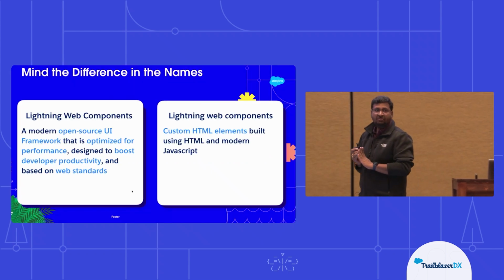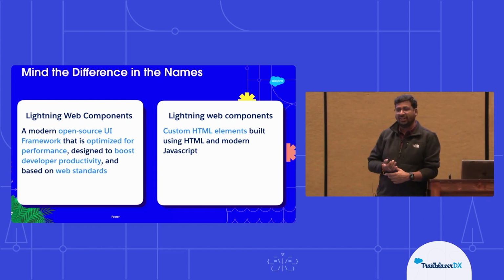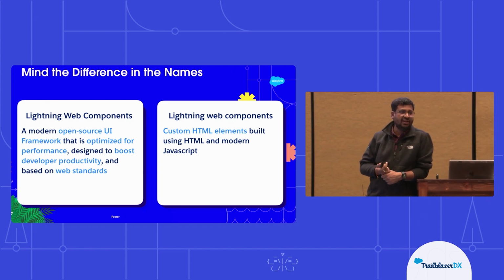But you should also mind the difference in the names here. You can see there is a difference in both the names. I have Lightning Web Components on the left side, where L is capitalized, W is capitalized, and C is capitalized. If you see on the right side, only L is capitalized.